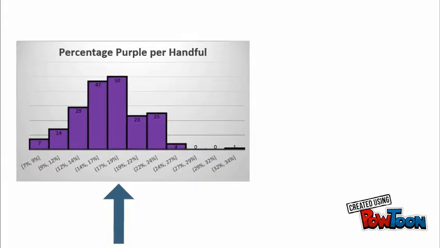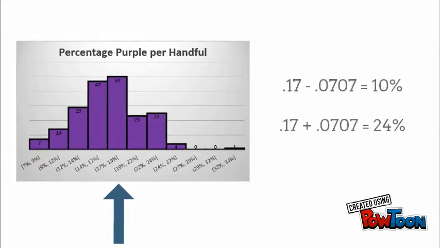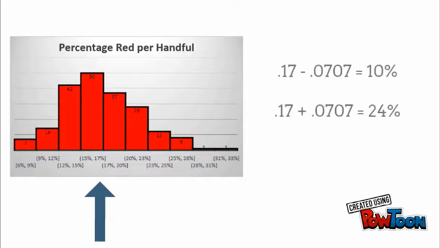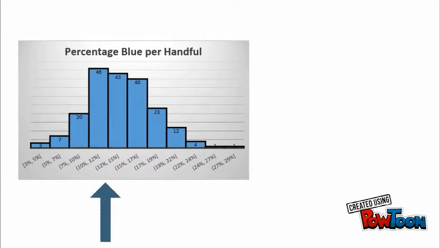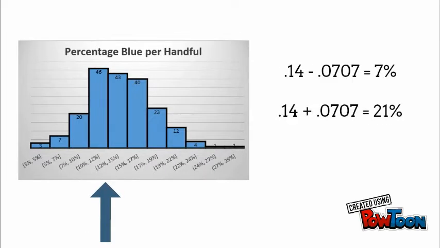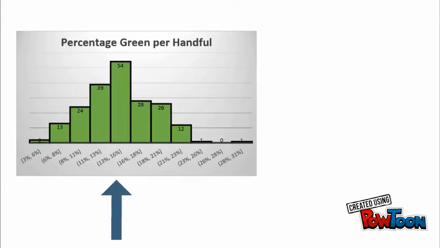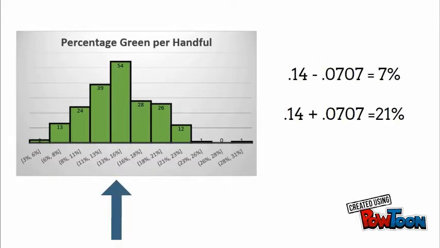The median value of purple loops is 17%. This means that the confidence interval is between 10 and 24%. Red loops have a median of 17%, so the confidence interval ranges from 10 to 24%. Blue loops have a median of 14%, which means that the confidence interval is from 7 to 21%. Finally, green also has a median of 14%, so the confidence interval is again from 7 to 21%.